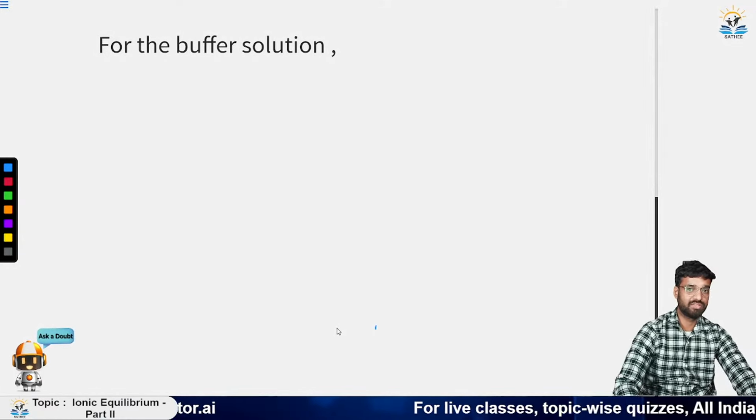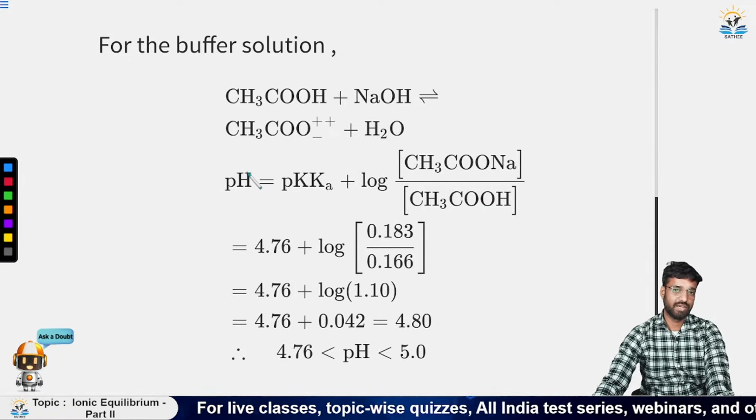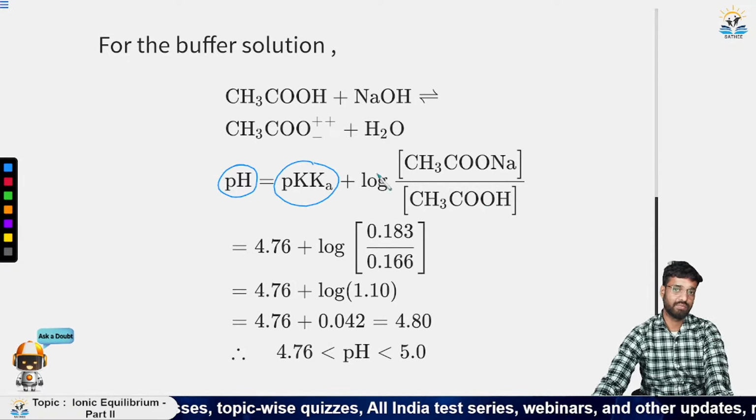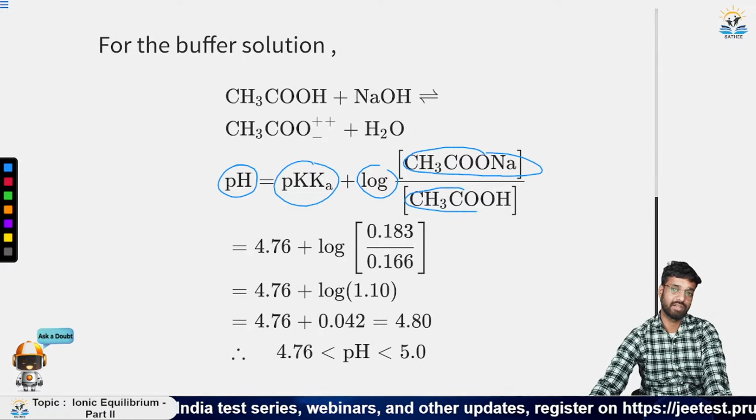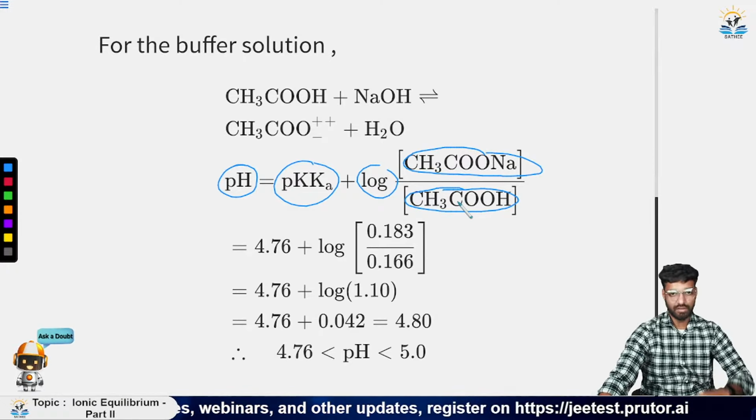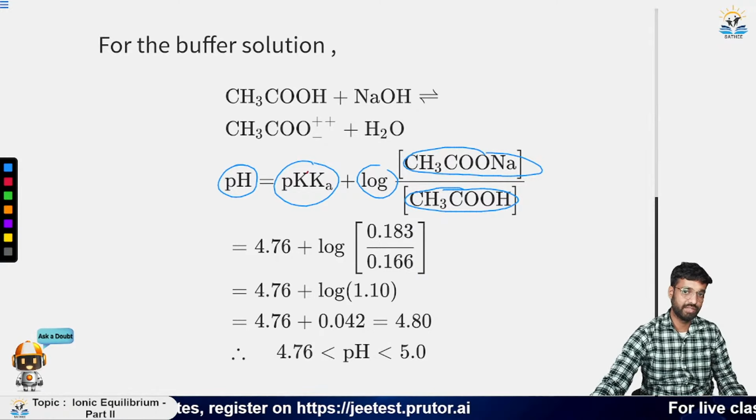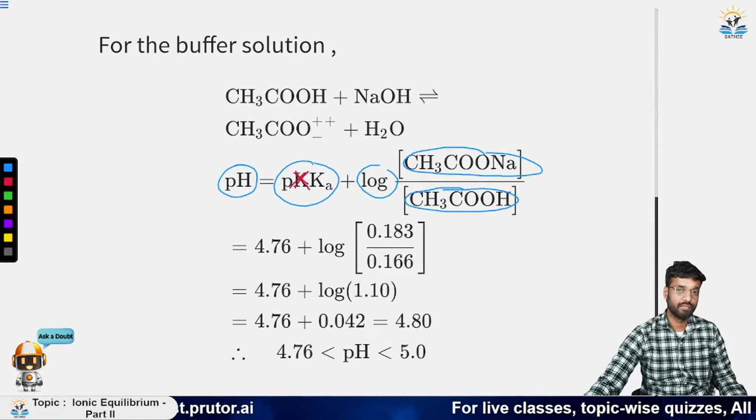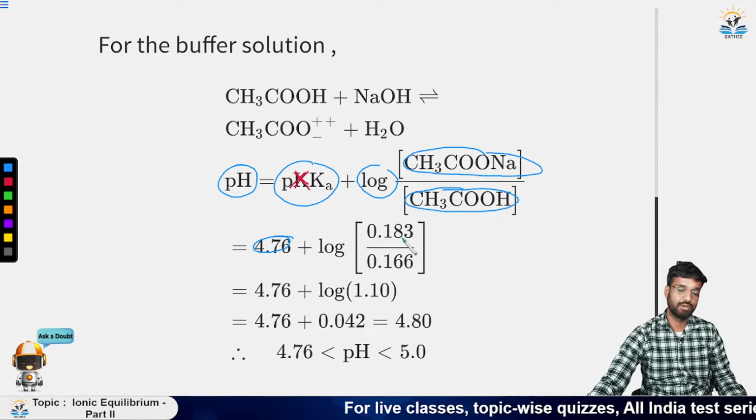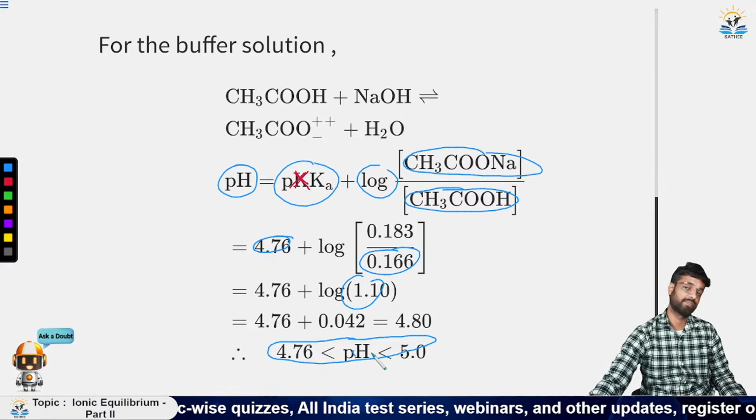So what is the formula for a buffer solution? We know the formula: pH is equal to pK plus log of the concentration of salt, that is sodium acetate, divided by the concentration of acid. Okay. Sorry, it will not be pKa plus here, it will be only pK. That would be 4.76 plus log 0.183 by 0.166. So we will get this, and this will be the answer of our required choice.